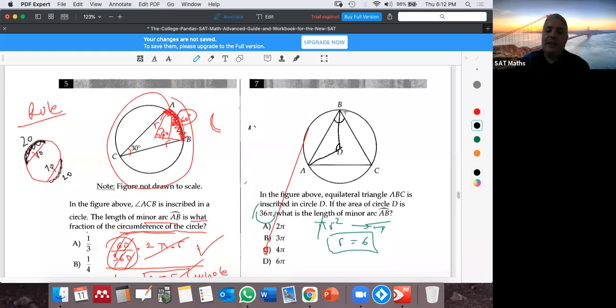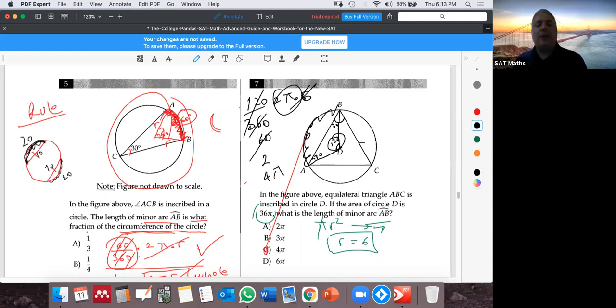For the equilateral triangle, it is an angle bisector, 30 and 30. If this is 30 and this is 30, the remaining one is 120. So if this is 120, what will be the arc length? 120 divided by 360, times 2 pi r. R is 6, as we have calculated. 6 and 360 will be 60. 60 and 120 will be 2. And then 2 times 2 pi, which will be 4 pi. So this is another way also.